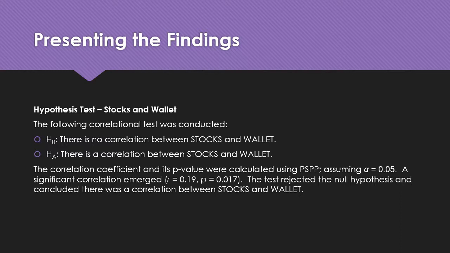Also, with stocks and wallet, our R value is 0.19 and a p-value of 0.017 is less than 0.05, which allows us to reject the null hypothesis and conclude that there was a correlation between stocks and the amount of cash someone carries in their wallet.